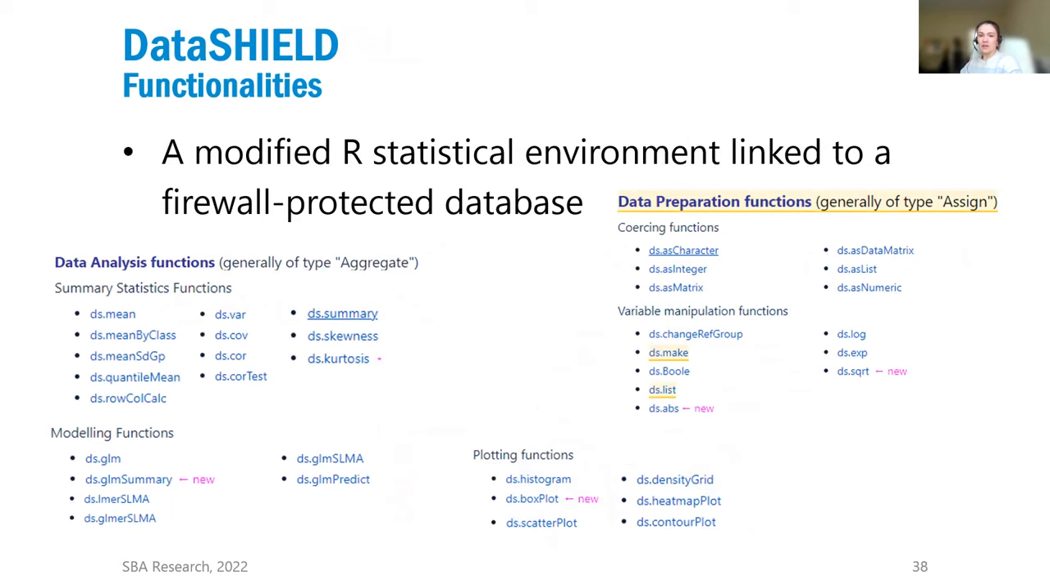Those who are maybe familiar with R will notice R-like functions in this subset of DataSHIELD functionalities. Here they are under the DataSHIELD package, where the DS in front of the function name stands for DataSHIELD. For example, there is a set of aggregate summary statistics that are re-implemented in DataSHIELD in a non-disclosive way, such as mean, variance, mean by class, and so on. Then we have some data preparation functions, such as changing the types of data and so on. Then we have modeling functions, for example, generalized linear model and some related functionalities. Also plotting is possible in a non-disclosive way. So we have histograms, box plots, scatter plots, and so on.